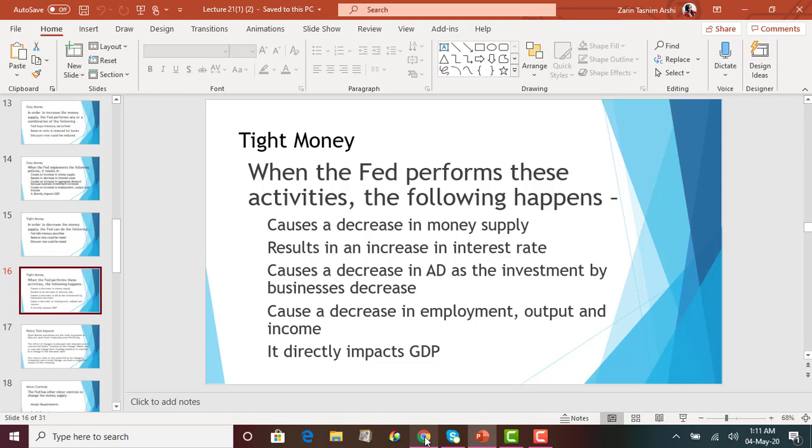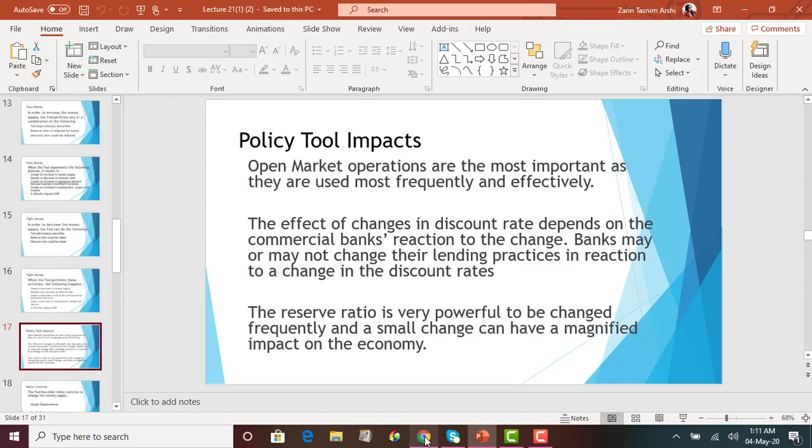So if the economy is growing too fast compared to the income of the people, if the supply of money is growing too fast, then they will use tight monetary policy to achieve this goal. So that's how easy monetary policy and tight monetary policy work, and hopefully this gives you a better idea of what goes on.